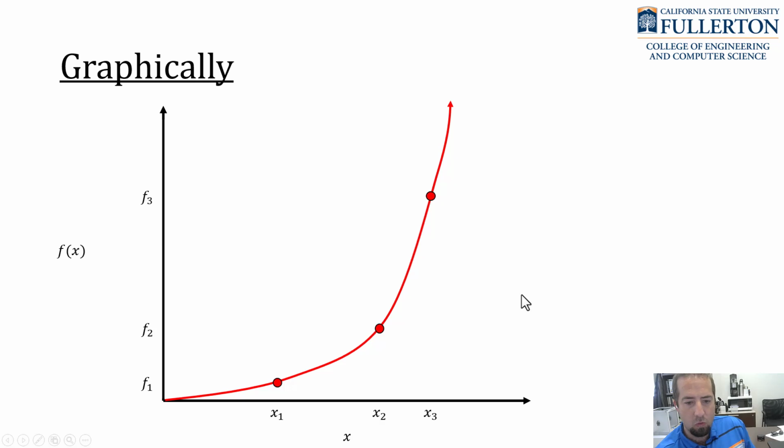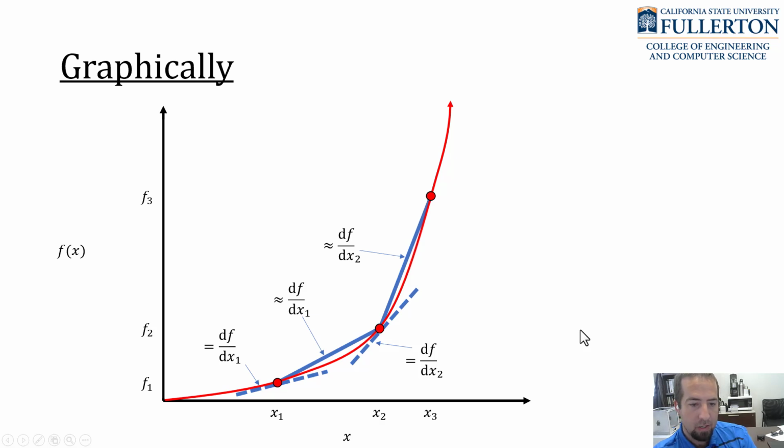Maybe this will make more sense graphically if we had a red line representing f of x across some span of f1, f2, f3, x1 through 3, then we can see the approximation of df dx1 and df dx2 is not really following the tangent lines, which we know represent the derivative at x2 and x1. They're more shifted to be between the values.